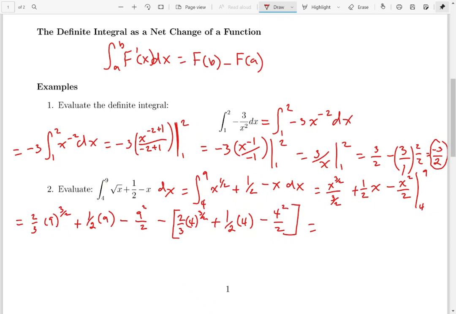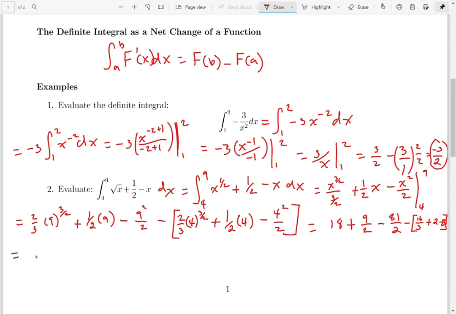Well then, the square root of 9 is 3. 3 cubed is 27, and so this is 27 times 2 divided by 3, but 27 divided by 3 is 9, and so this is 18, plus 9/2 minus 81/2. Minus, we do have to be careful here, so this is the square root of 4, which is 2. 2 cubed is 8. 8 times 2 is 16, so we get 16/3, plus 4 divided by 2 is 2, minus 4 squared is 16. 16 divided by 2 is 8.